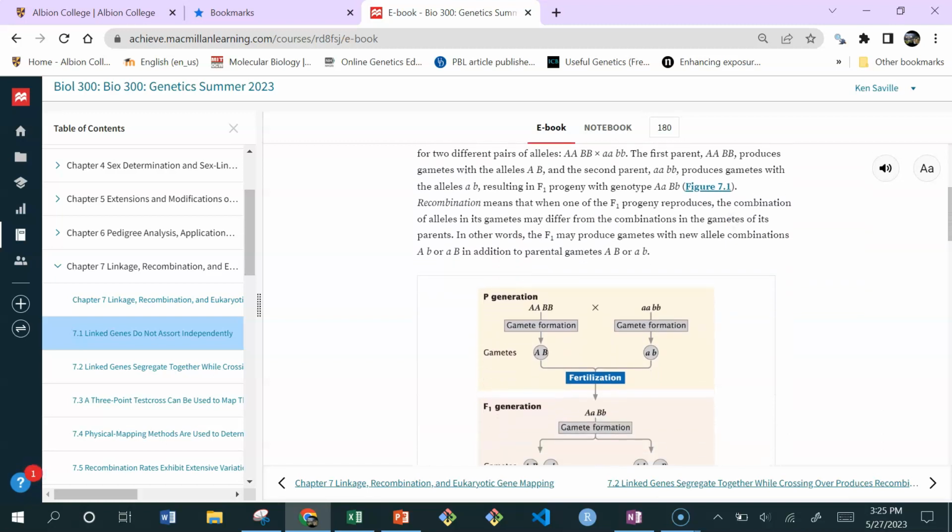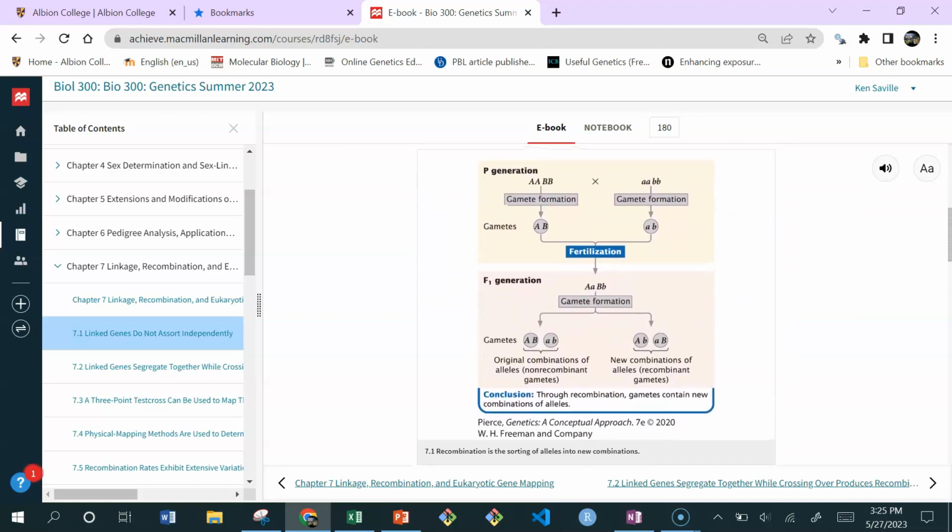If we look through there, the first thing it shows is what happens when the genes do assort independently. So this is what we've been talking about so far. If we generate a dihybrid and then we form gametes, we can get the 4 types of gametes in equal proportion. So one thing that's important here is that independent assortment is happening.